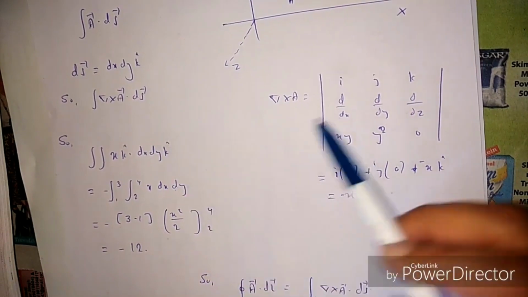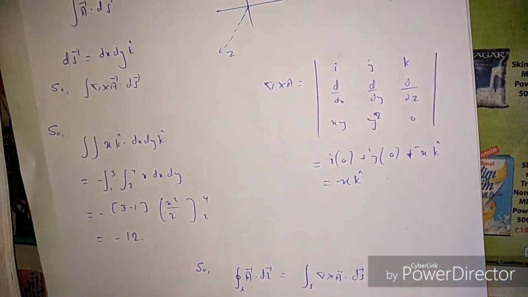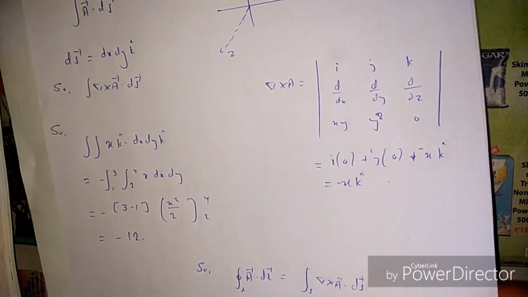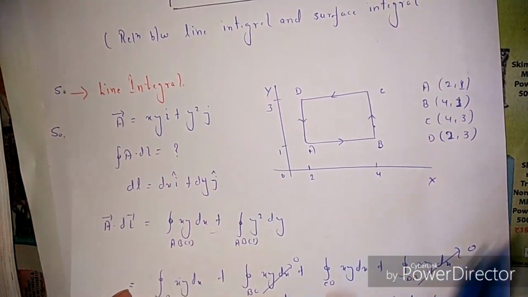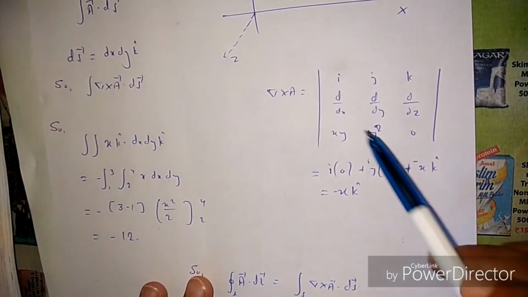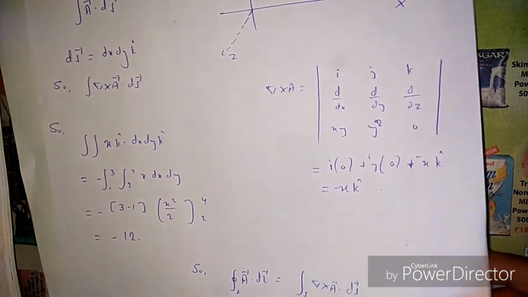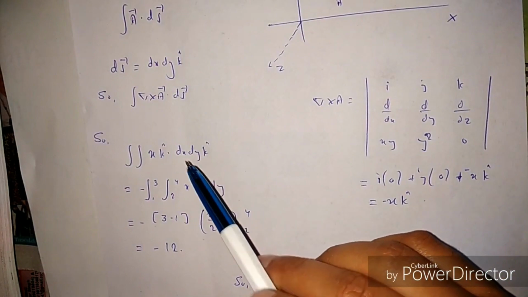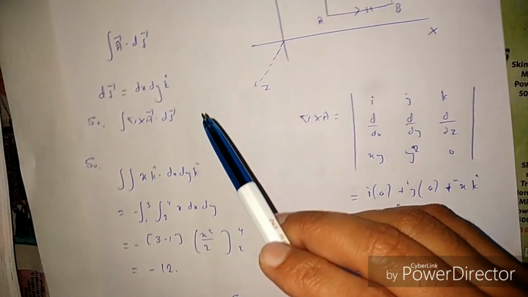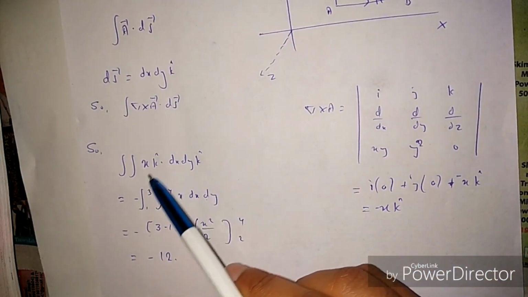Now you can understand and write the Stokes theorem. To prove the Stokes theorem, the line integral is equal to the surface integral: the closed path line integral of A dot dl will be equal to the surface integral of del cross A dot dS, where dS is along the unit vector of that surface. Hence this equation is proved.